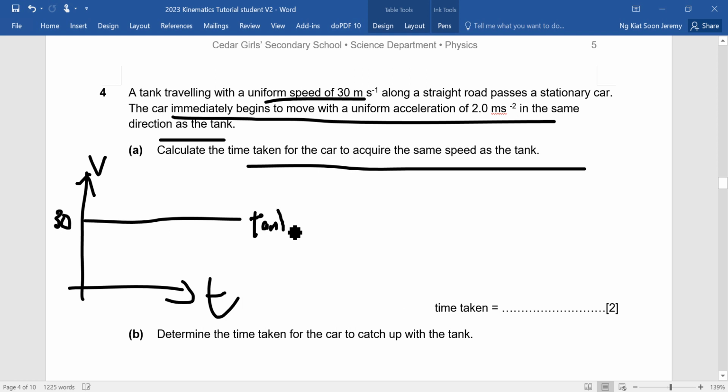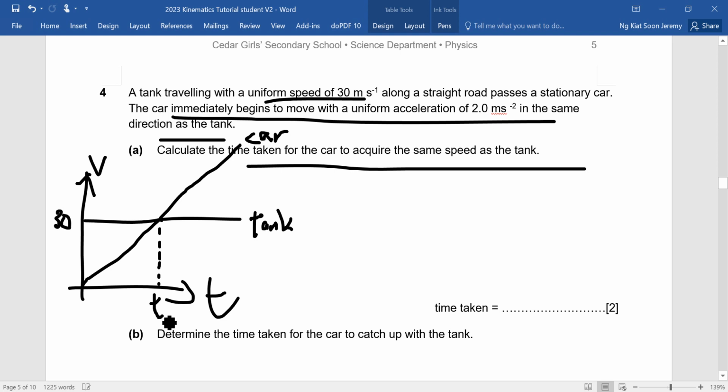Then the car starts from 0 because it begins to move. Let me start from rest, with an acceleration of 2 meters per second squared. So the car moves like that. Alright, calculate the time taken for the car to acquire the same speed as the tank. So when does the car hit 30 meters per second? Because the tank never ever changes speed, right? That's what the question is asking for, so this is the point they are interested in.